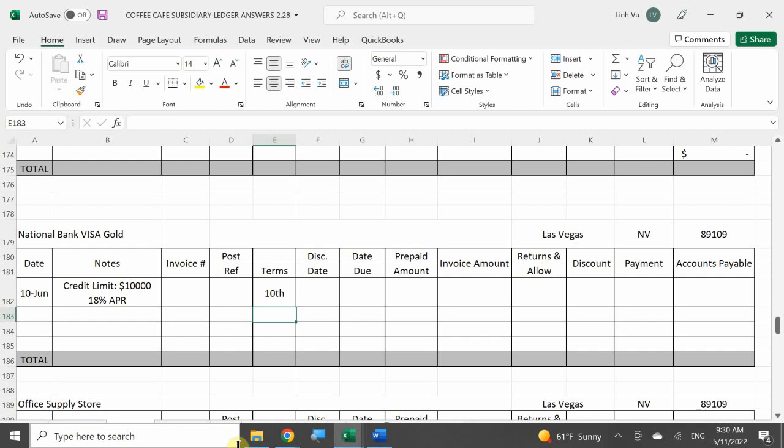So there you go. You got $10,000 credit, and you got an 18% APR, and it's due on the 10th. So that's what I put in the terms. It's called a date driven term, which means it's due on the 10th. Can I put due 10? Sure. Due.